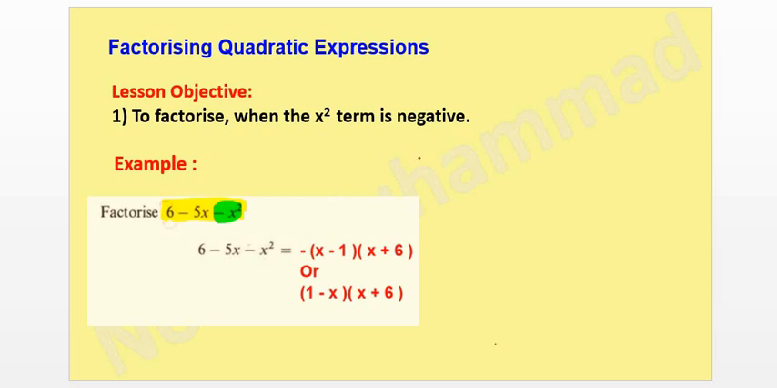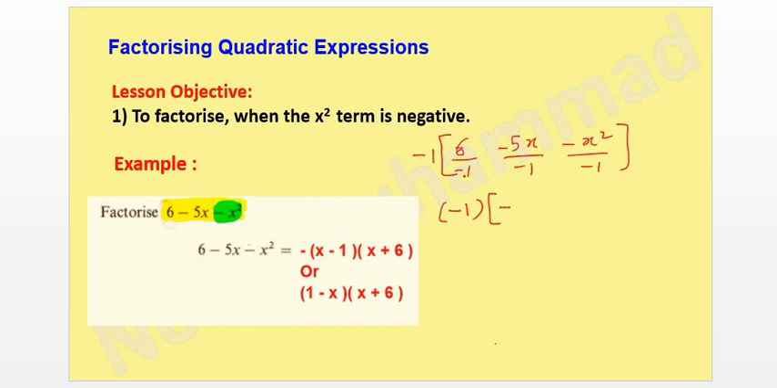Actually, think like the GCF is -1. So you know that we take the GCF outside, and then we have to divide each term by this -1. So the 6 will be divided by -1, then we have -5x, it will be divided by -1. Then the third term is -x squared, it will be divided by -1. So what is going to happen? -1 we will keep outside, and let's see what will happen to the terms inside.